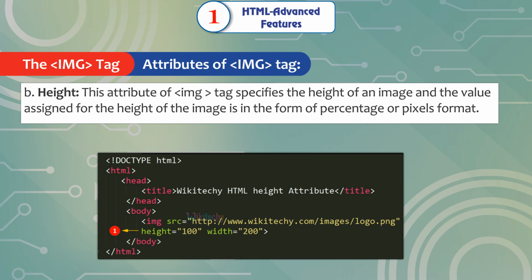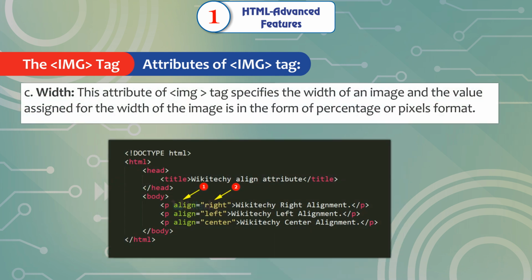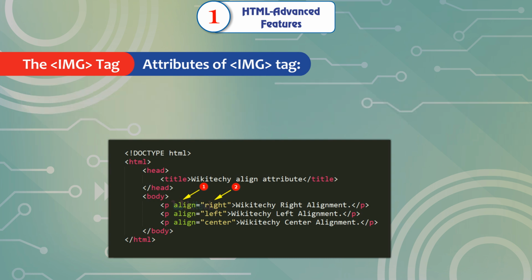B. Height. This attribute of the image tag specifies the height of an image, and the value assigned for the height of the image is in the form of percentage or pixels format. C. Width. This attribute of the image tag specifies the width of an image, and the value assigned for the width of the image is in the form of percentage or pixels format.